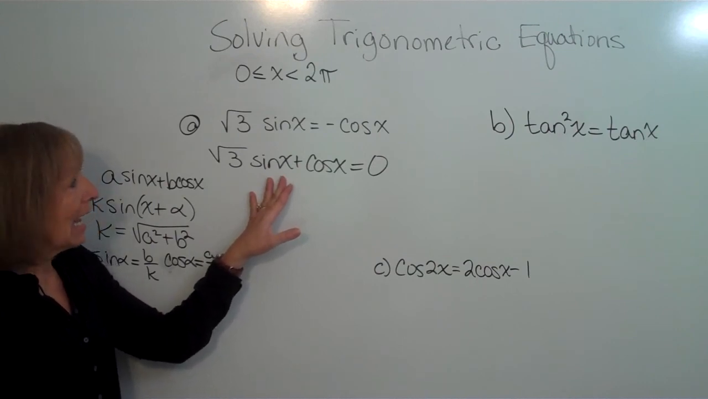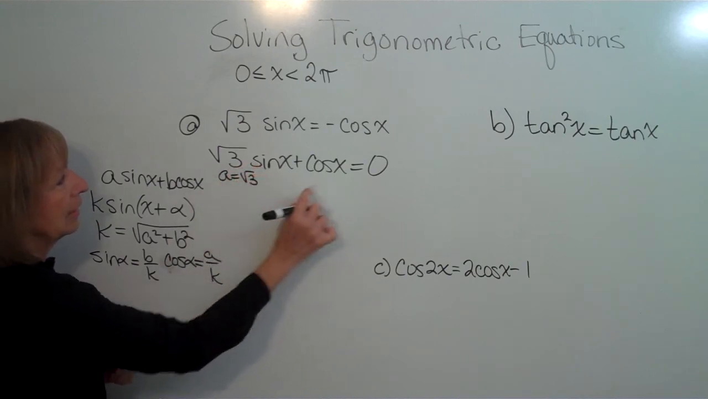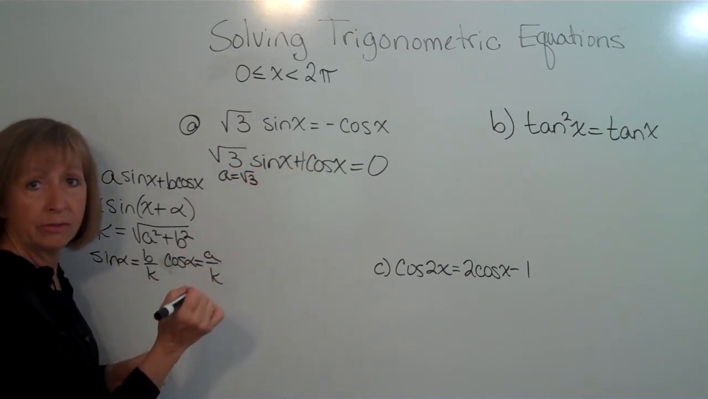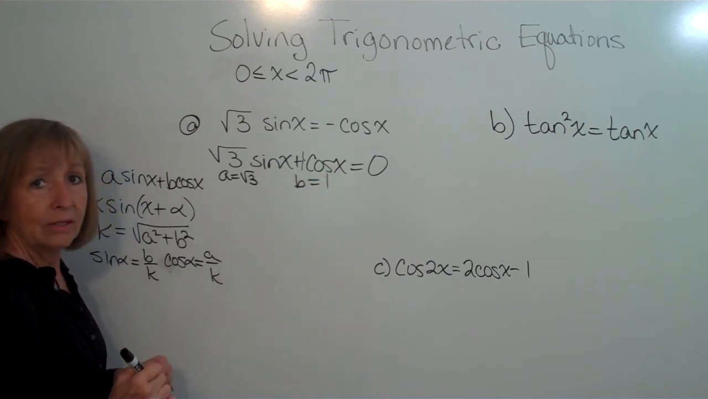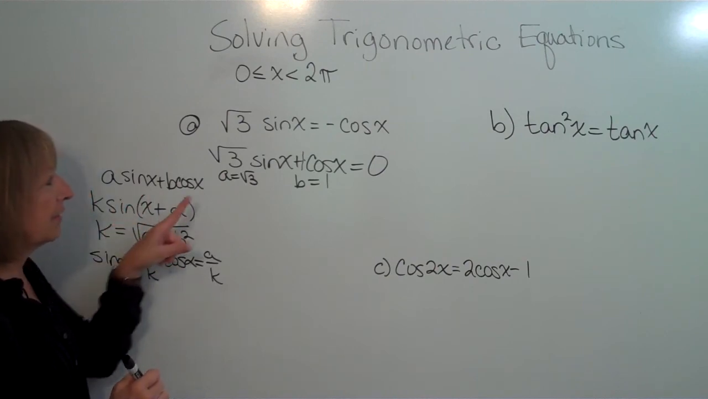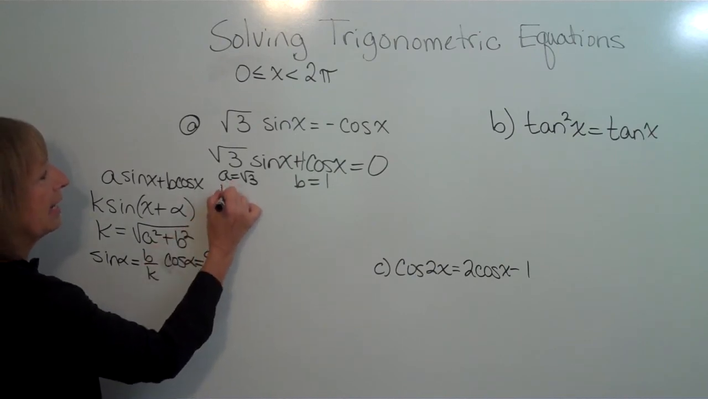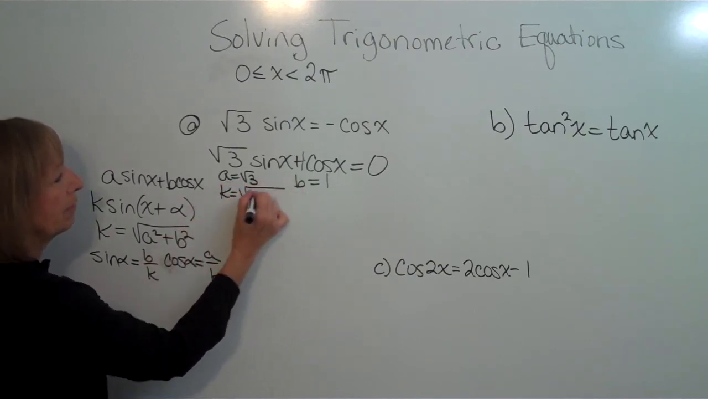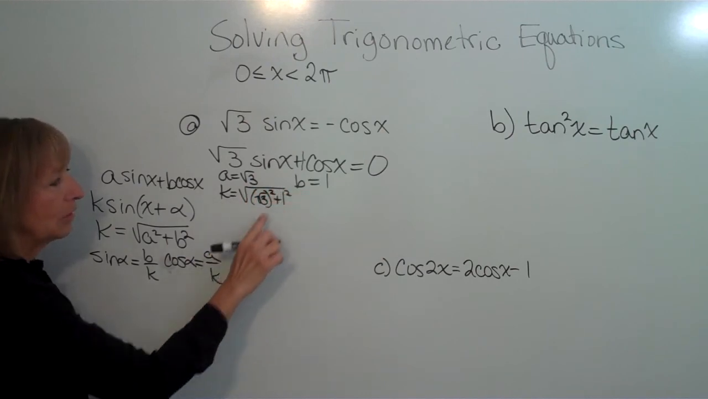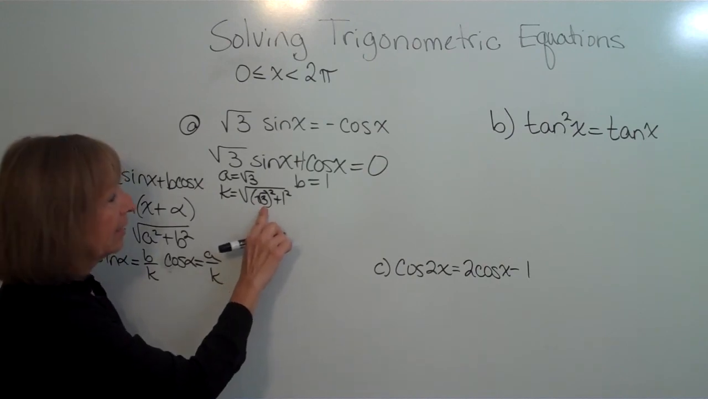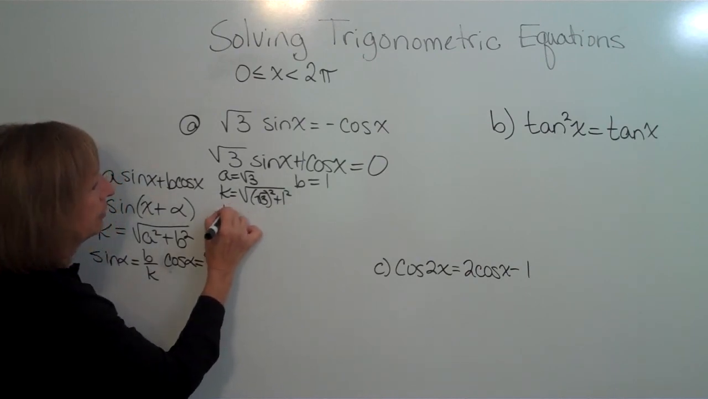Looking at this then, a is the square root of 3, and b is the coefficient in front of cosine, and since there's not one showing, b is equal to 1. So now running that through this formula, k is the square root of a squared plus b squared, so k is the square root of 3 squared plus 1 squared. Well, the square root of 3 squared is 3, and 1 squared is 1, so 3 plus 1 is a 4 under the square root, and the square root of 4 is 2.